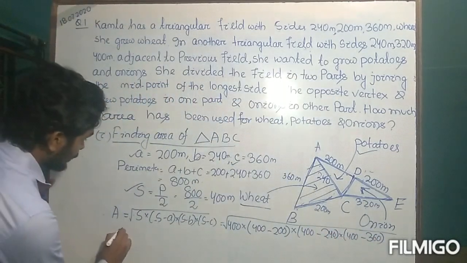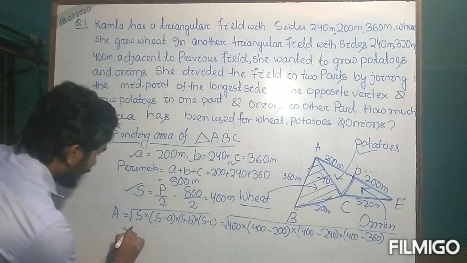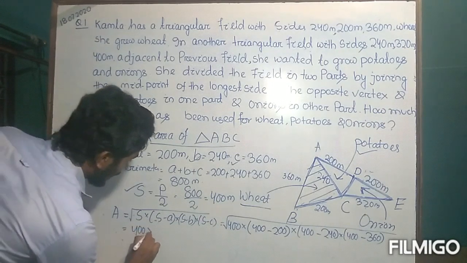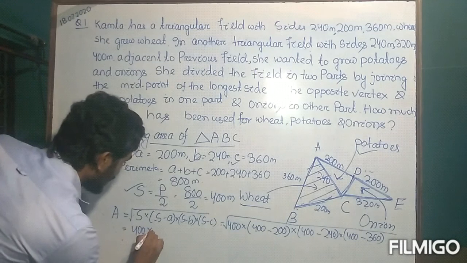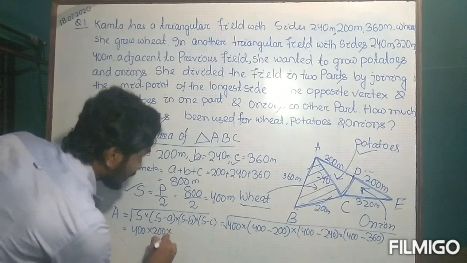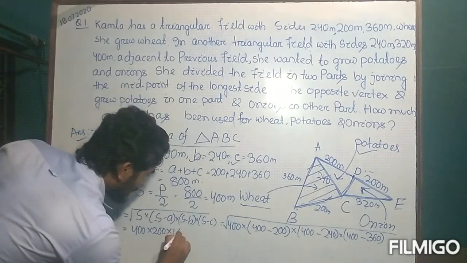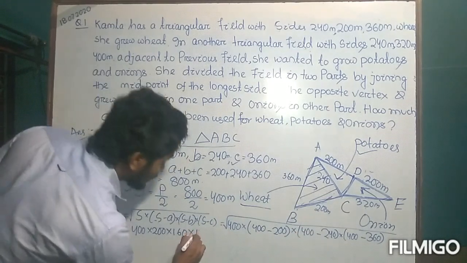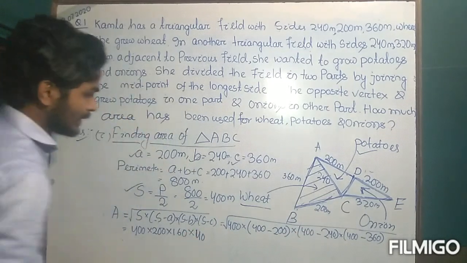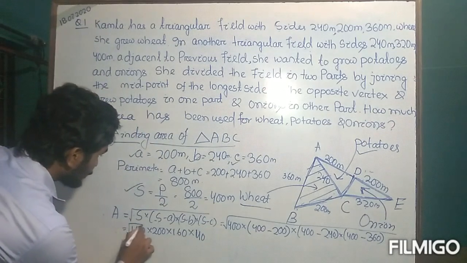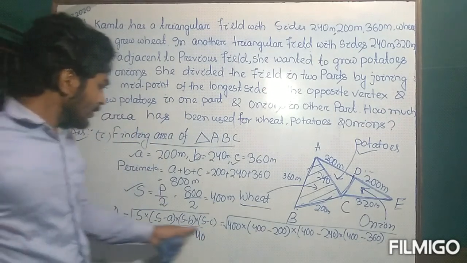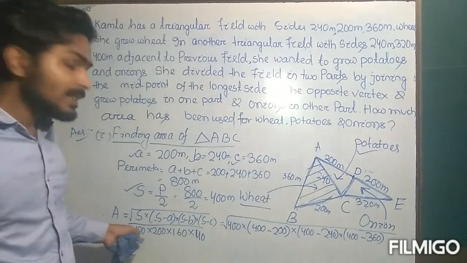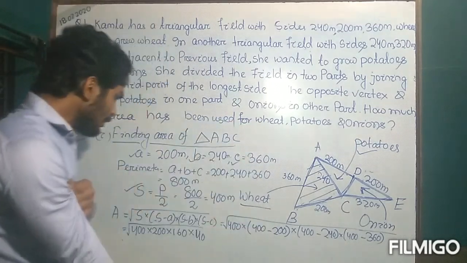Now 400 into 400 minus 200 is 200, then 160, and then simply 40. Okay, now you can find out the square root by individually factorizing them.